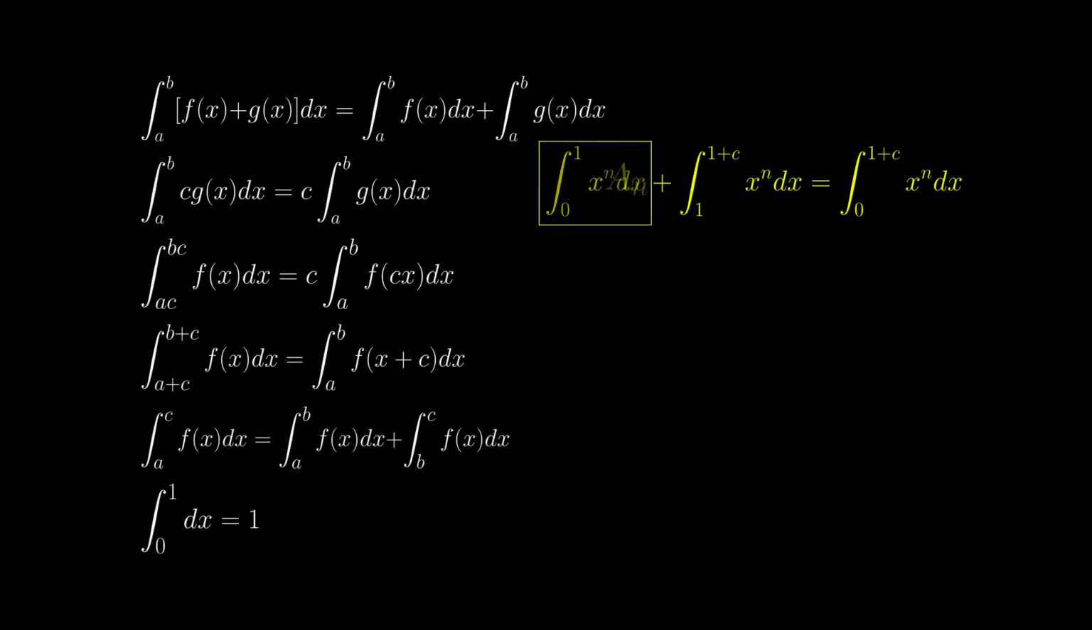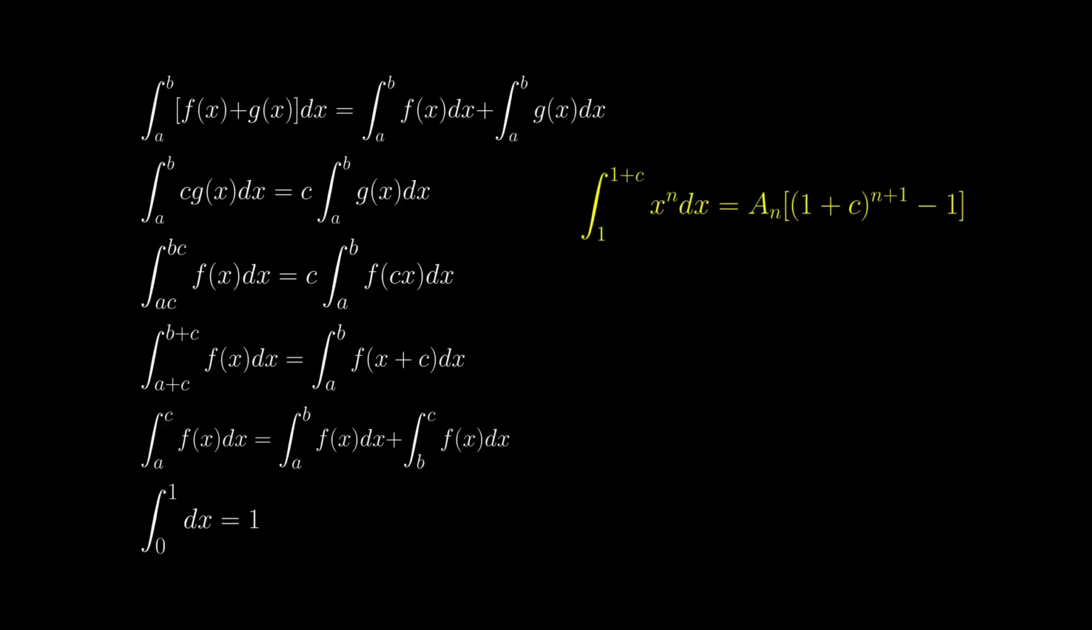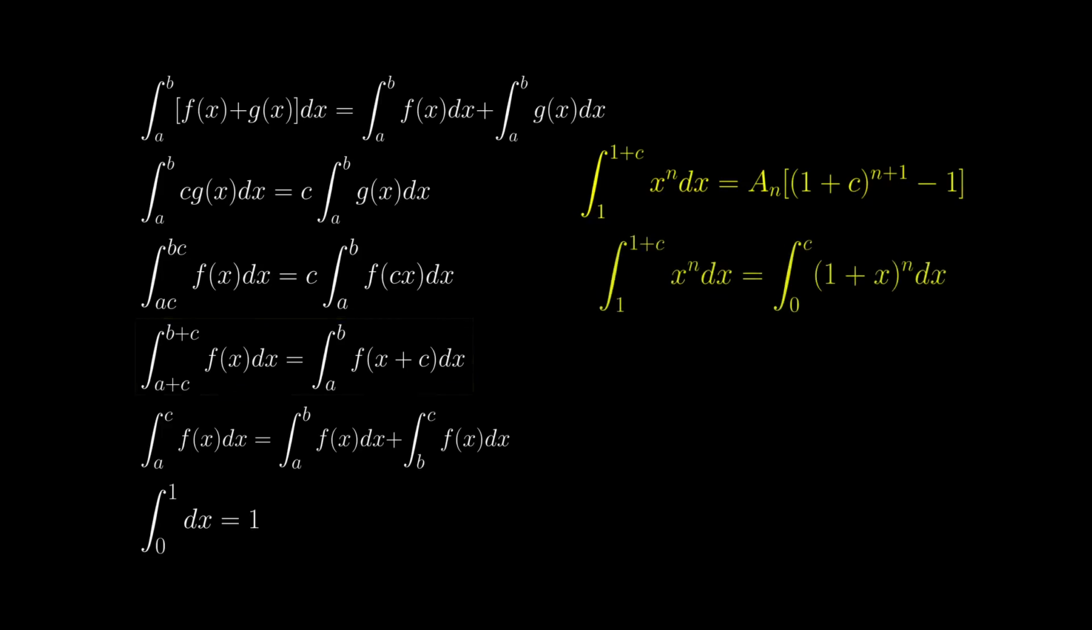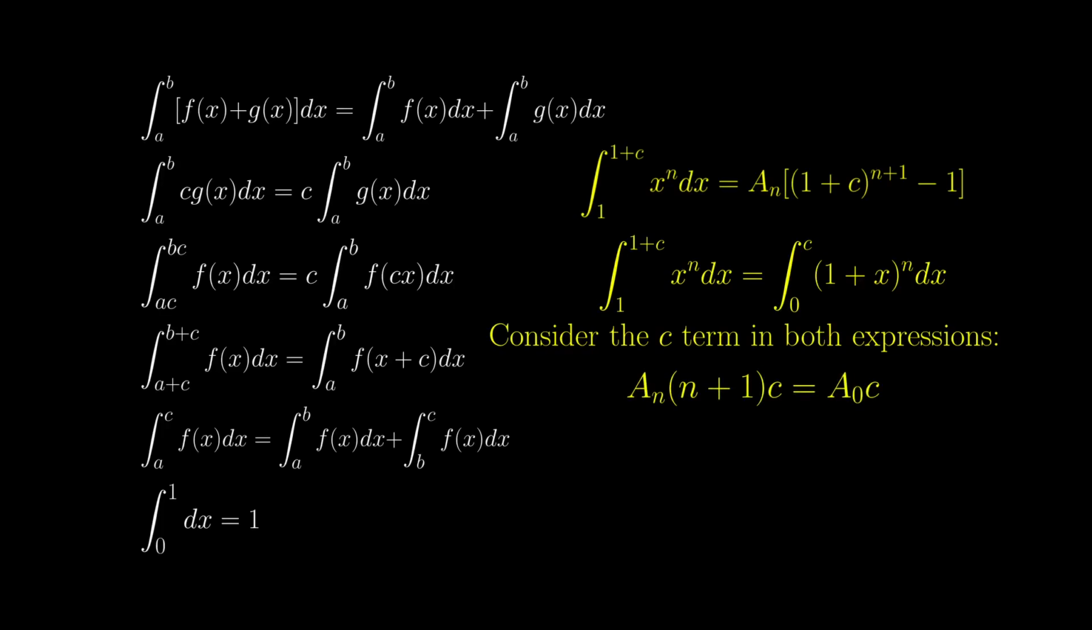Since we have a_n to be this integral, as well as the result derived just a moment ago, we can rearrange as such. To obtain the same integral, we can also use the fourth property, which means this. Now we consider the c term in both expressions, which can be done using the binomial theorem. We have this result, which means a_n is 1 over n plus 1. Since we previously obtained this result, the Cavalieri quadrature formula follows.